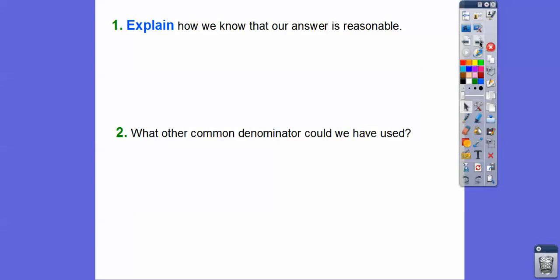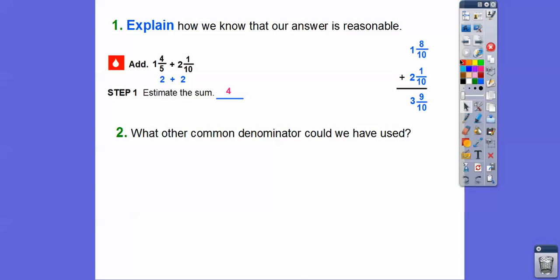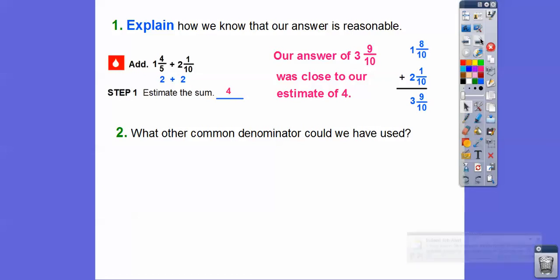So explain how we know that our answer was a reasonable answer. Well, here is our estimate. Our estimate was 4, and our actual answer was 3 9/10. Well, 3 9/10 is almost 4. So our answer was close to our estimate of 4, so we know it's going to be a reasonable answer.